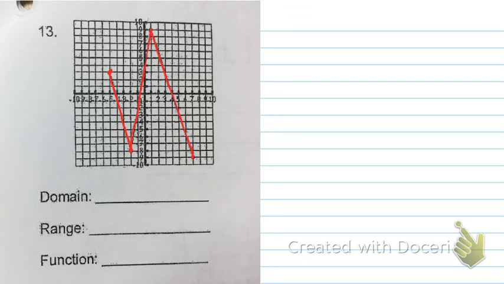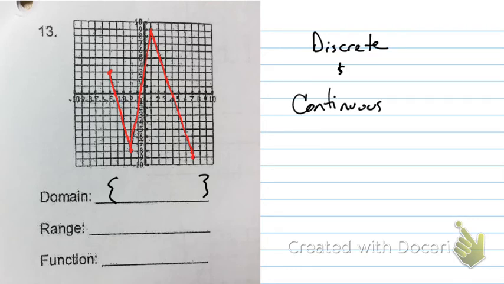Okay. Are you guys seeing that? Okay. So, the domain, let's talk. We're going to put the domain in brackets. Okay, what is the domain of this? So this is what is called, by the way, two things you might want to keep in mind. There are discrete and continuous relationships, okay?